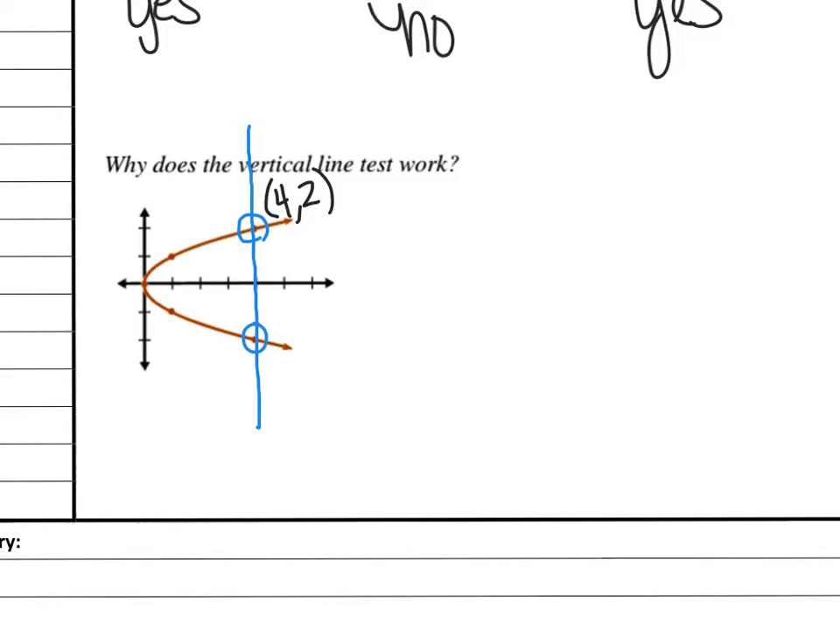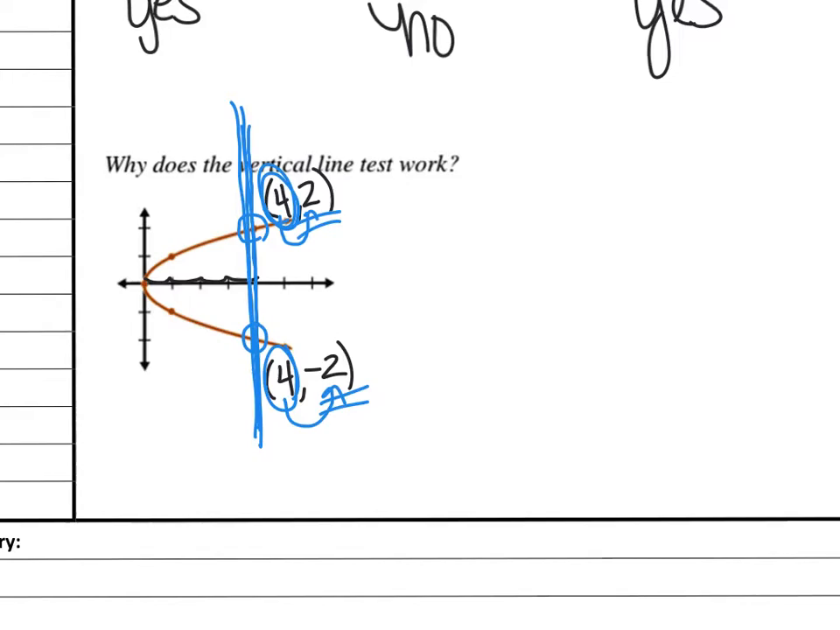Same thing with this one on the bottom, over 4 and then down 2 is the point (4, -2). So notice when I do this, I've got an x of 4 that has gone to 2 different outputs. All right, so I've got 1 single x on that line, x equals 4, going to a 2, and then later going to a -2. So this vertical line that goes through that x equals 4 makes this fail because I've got 2 different outputs.